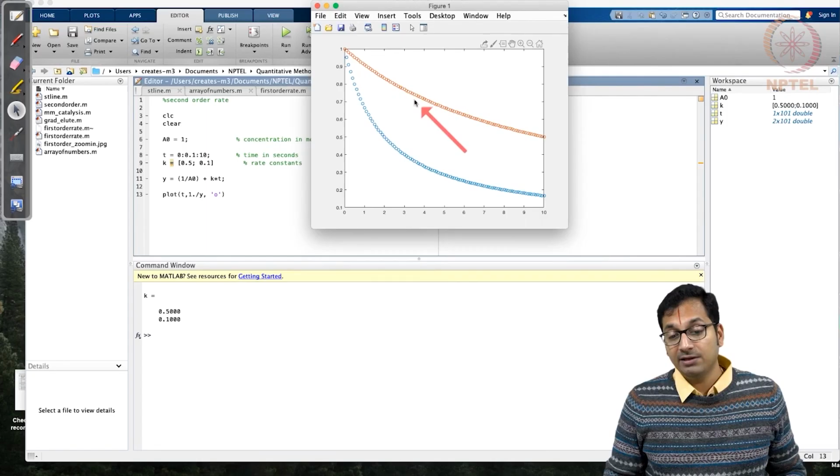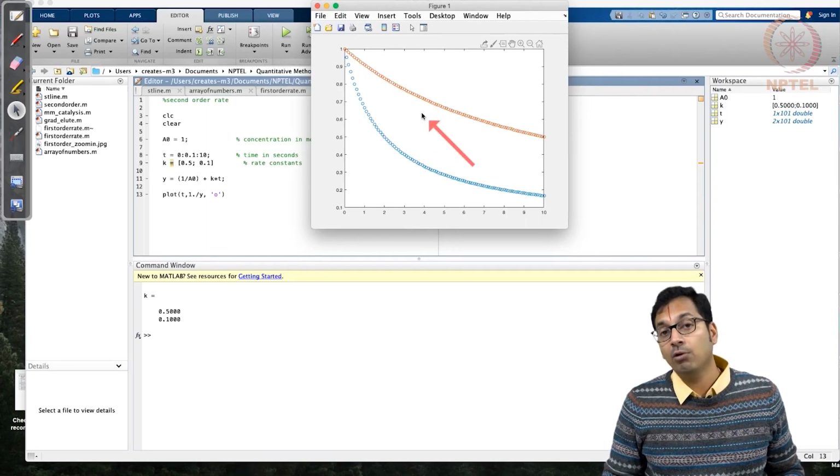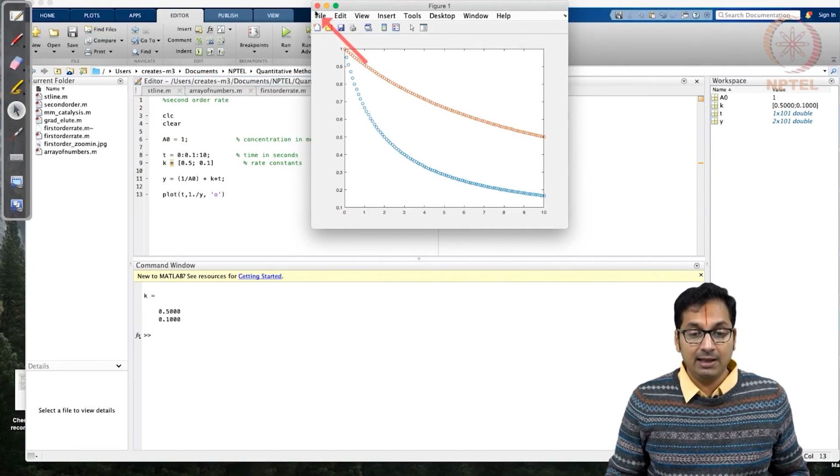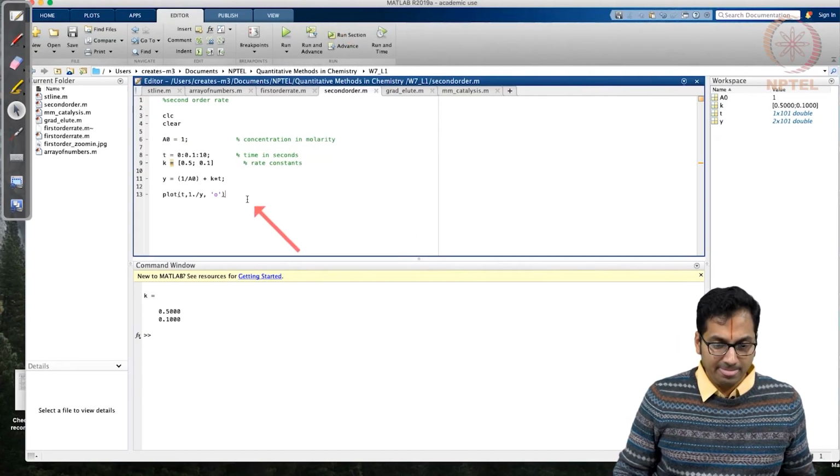So let's simulate. What ends up happening here is that you are able to appreciate the fact that similar differences coming up, and maybe the differences for second order are even more than the first order. How are we sure to say that if you have the same initial concentration? Let's simulate all of this in the same curve.